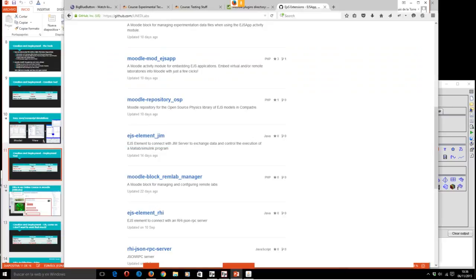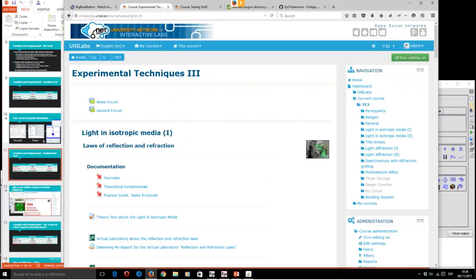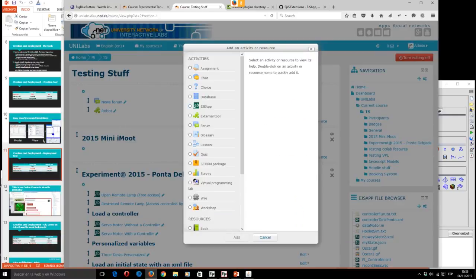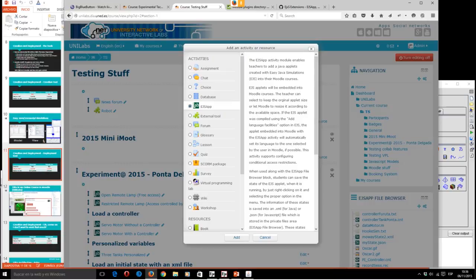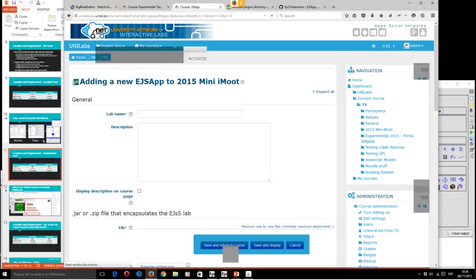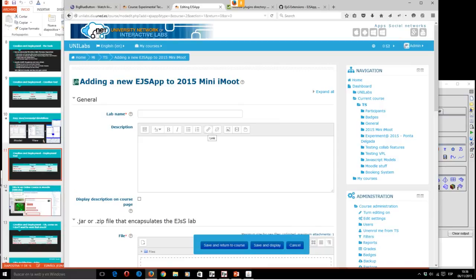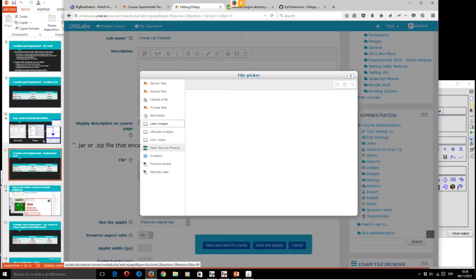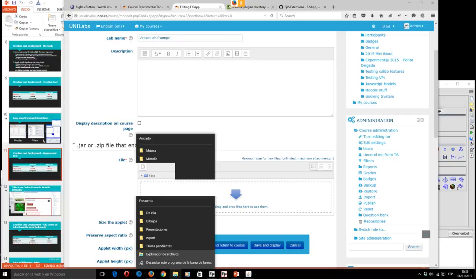Okay, so if I go to my course here in Moodle, I'm going to use this course to show you how to add a virtual lab. So if I click on add activity or resource, and I click on the EJS app activity, then I click on add, and I go to this Moodle form. This would be, for example, virtual lab example, right? And then I can either choose the file from here or drag it and drop it. So let me drag it and drop it.